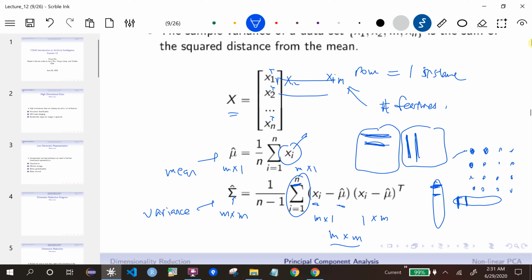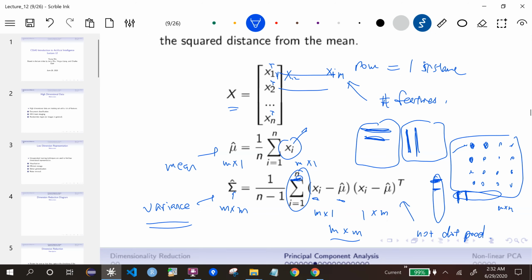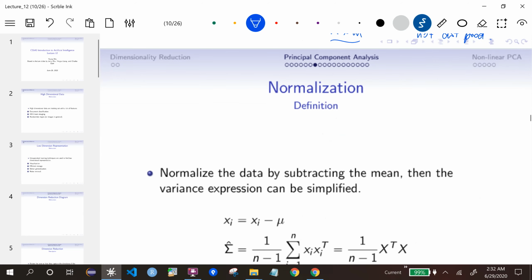Each element is just one number multiplied by another number. Then you have lots and lots of m by m matrices, one for each data point, and you just add them up. That's the variance covariance matrix. It's not a sum of a bunch of numbers. This is not a dot product. Okay, let's move on to the next thing.